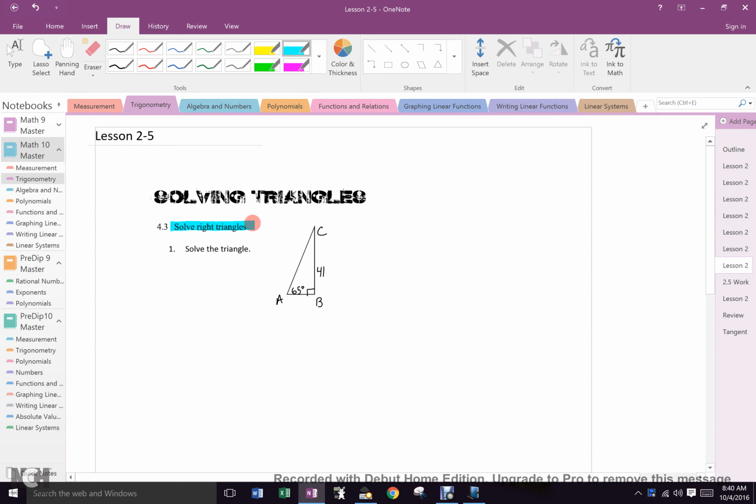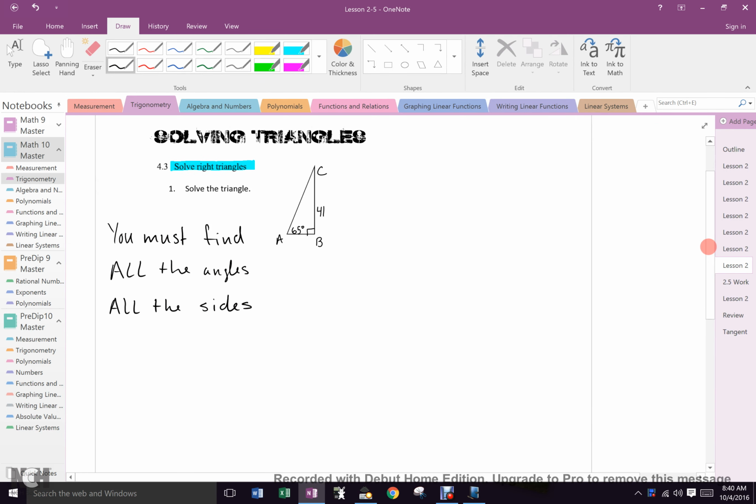Solve the triangles. That means you must find all the angles and all the sides. So, what do we have available to us to find these things?